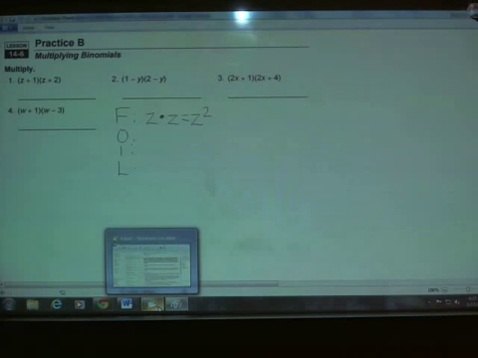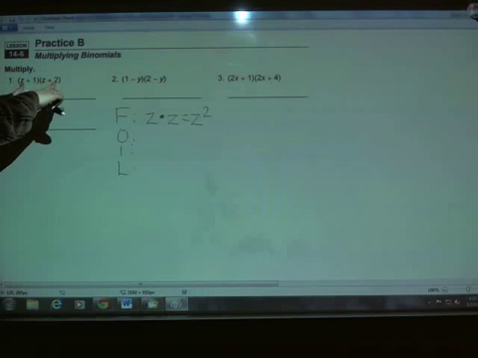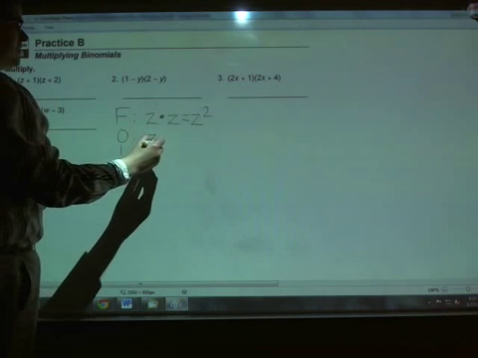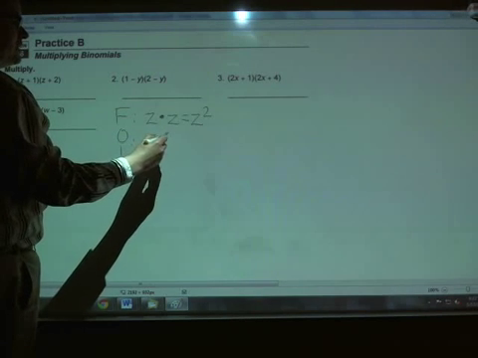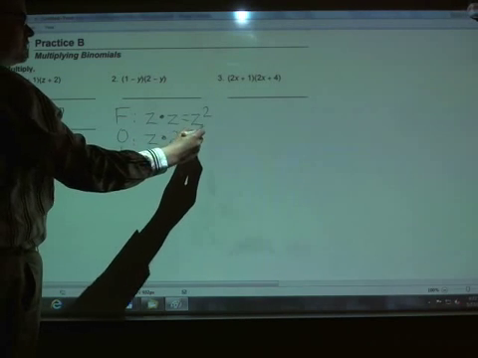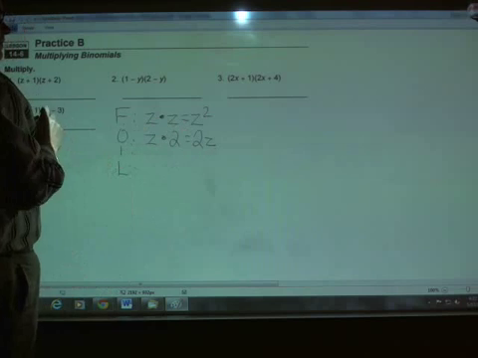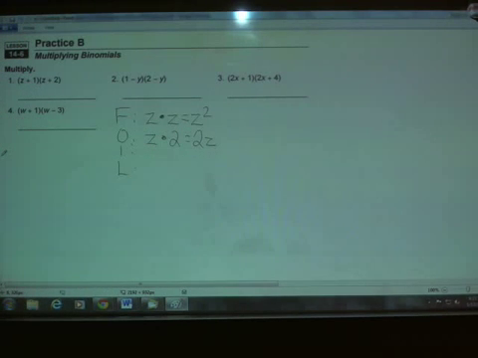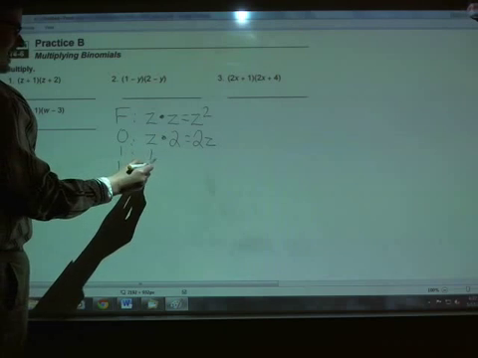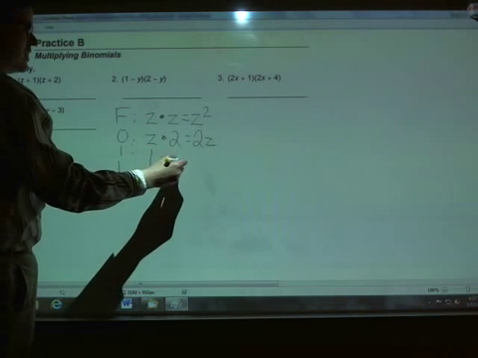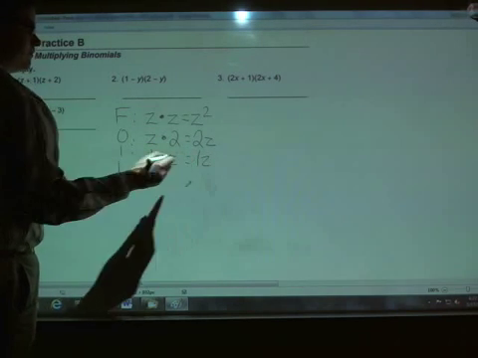O stands for the outside, so we're talking about the outside terms of what's written here. On the outside here we have z and 2. When I multiply together z and 2, the result is 2z. I stands for the inners, or the inside terms of our binomials. That's going to be 1 and z. So to find I, we multiply together 1 and z, which is 1z.